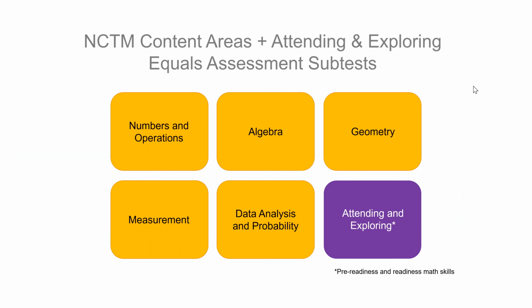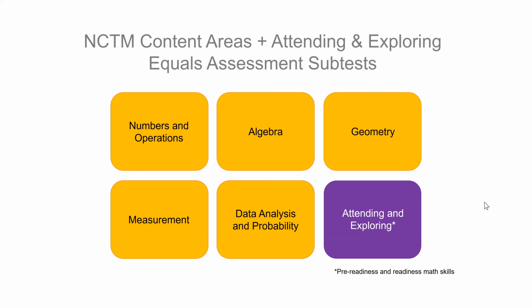In looking at the Equals assessment, we know that that assessment is divided into 6 subtests: numbers and operations, algebra, geometry, measurement, data analysis and probability, and attending and exploring. The first 5 in orange are from the National Council of Teachers of Mathematics content areas, whereas attending and exploring has been added by AbleNet to cover pre-readiness and readiness math skills if a student comes into school with little or no experience in math or math instruction.